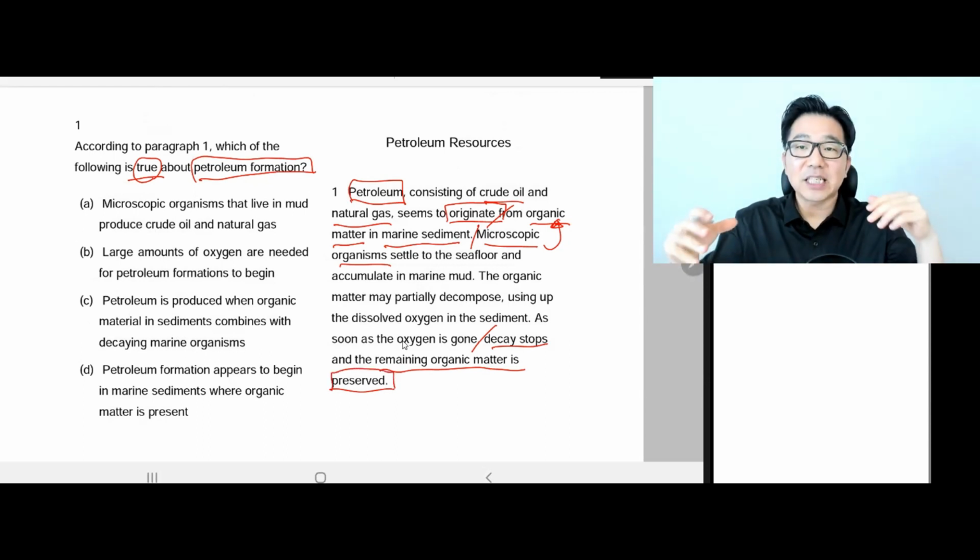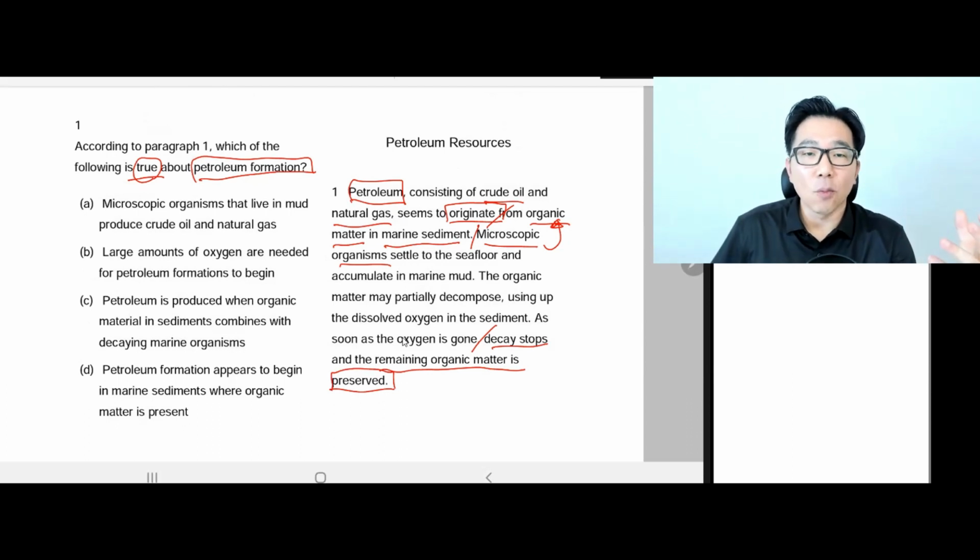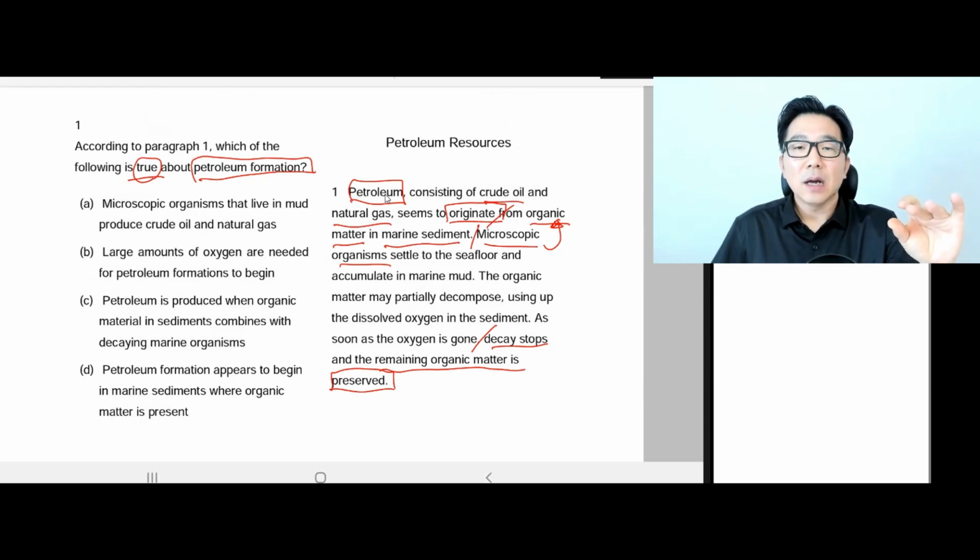So this is a very start of the formation of petroleum process. Okay, so petroleum is made. It all starts from this organic matter in marine sediment, and these organisms accumulate in marine mud, and some of it get decomposed, but when oxygens are all gone, then it gets preserved. Okay, so that's a starting process, starting formation, starting process of petroleum.